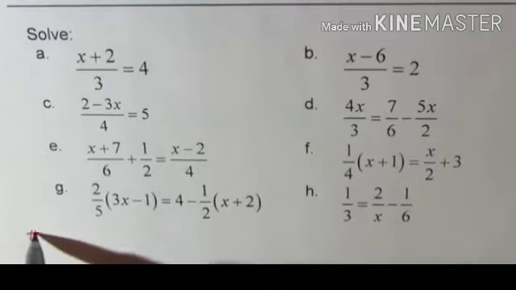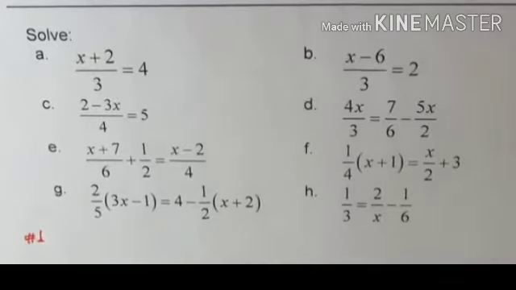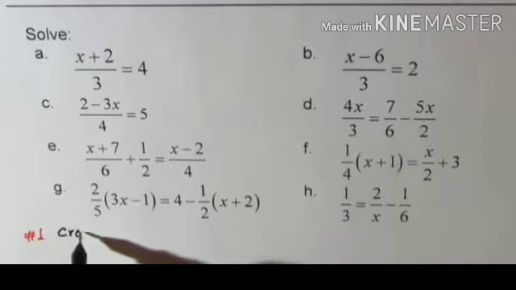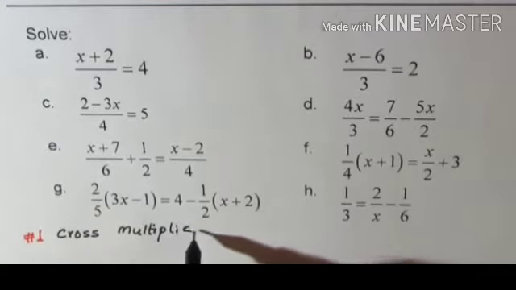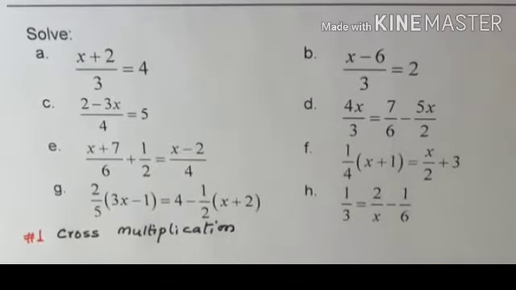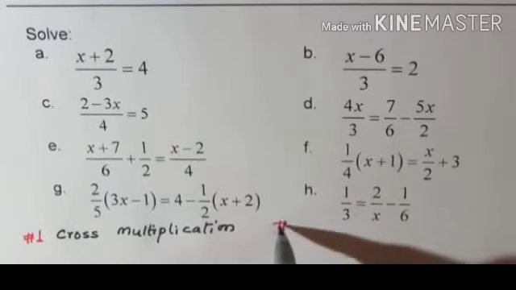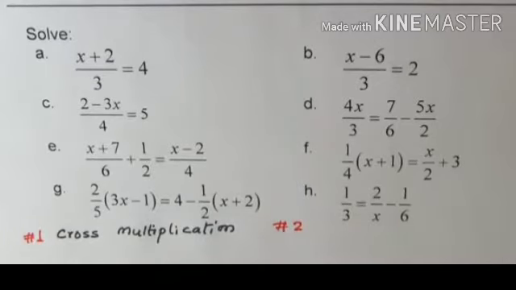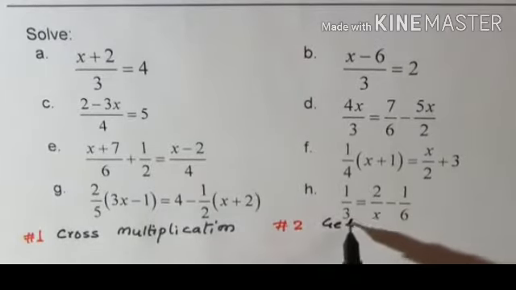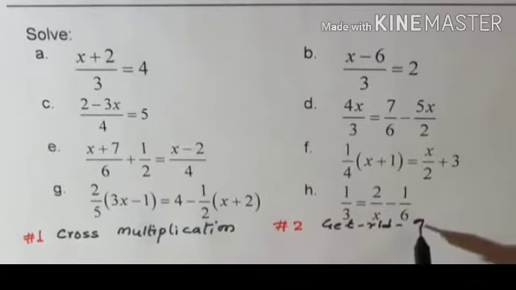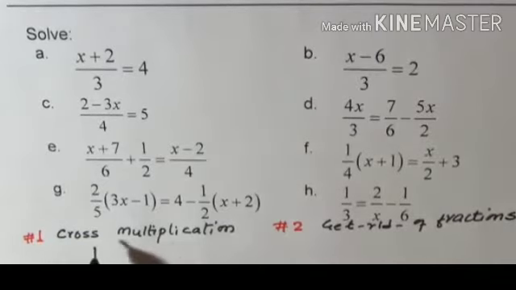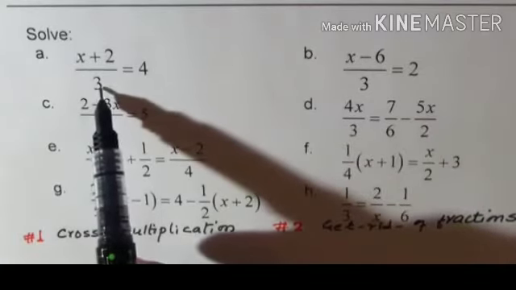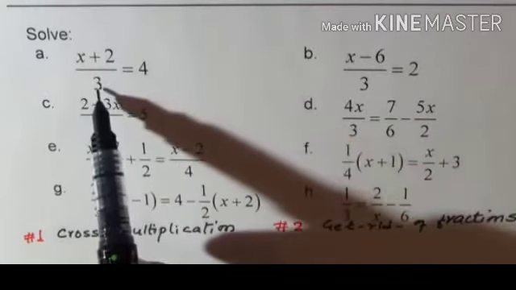Let me call strategy 1 cross multiplication. And strategy 2 is get rid of fractions. Now cross multiplication also helps to get rid of fractions. Let's say the number is 3 here, we'll just take it on the other side. So we'll get rid of 3 from the left side.